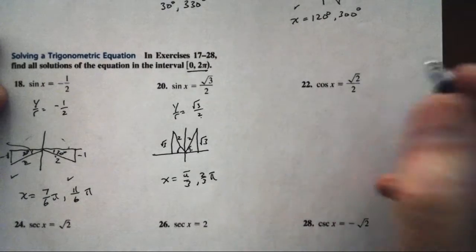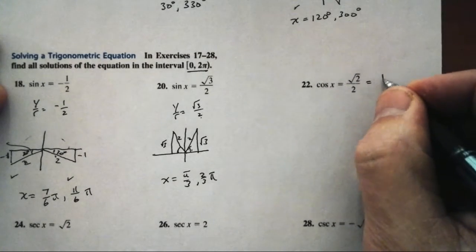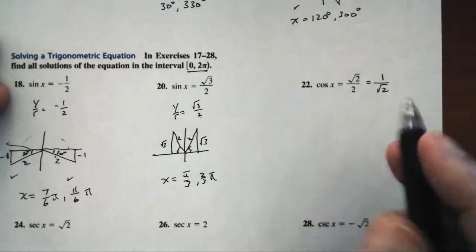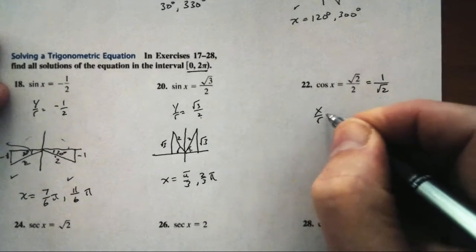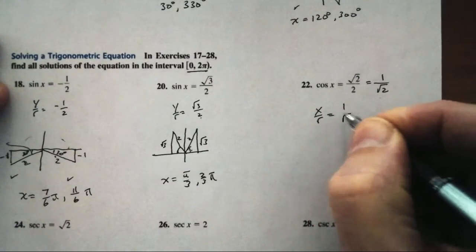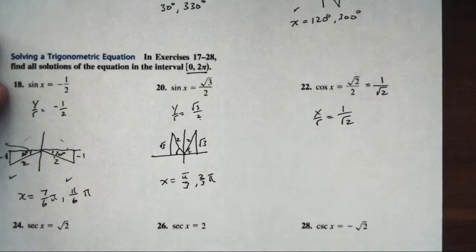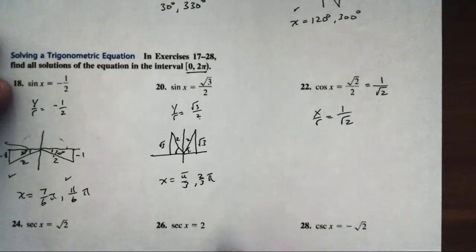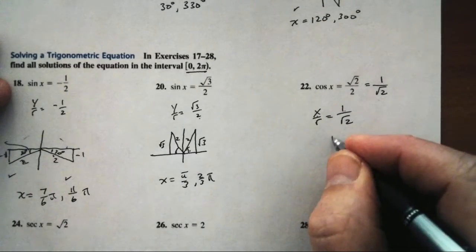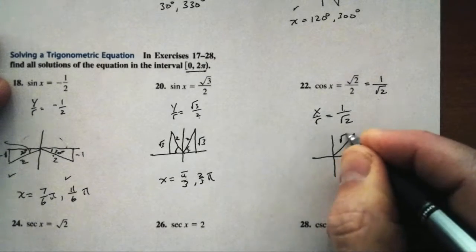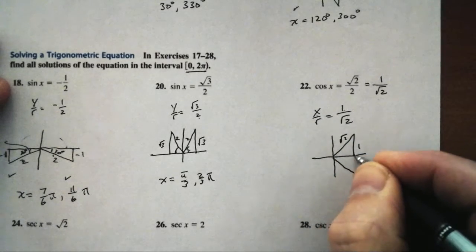Okay, and we've talked about rationalizing before. Hopefully we all recognize this could come from 1 on square root of 2. That is, x is to r as 1 is to square root of 2. That's a 1, 1, square root of 2, 45, 45 right triangle, where x is positive, and x is positive to the right. 1 on square root of 2.